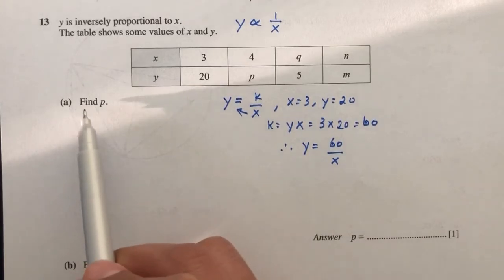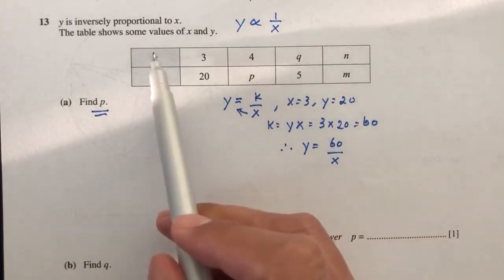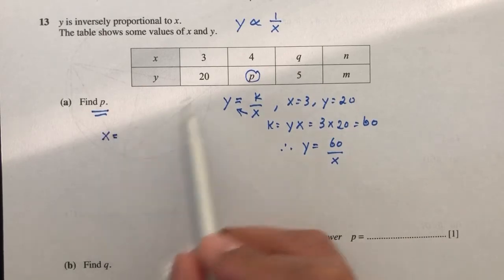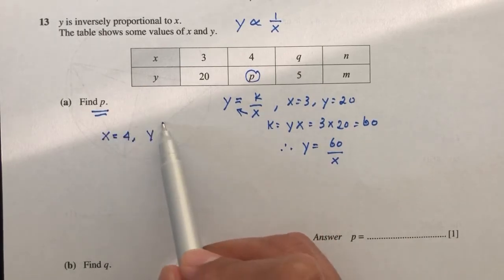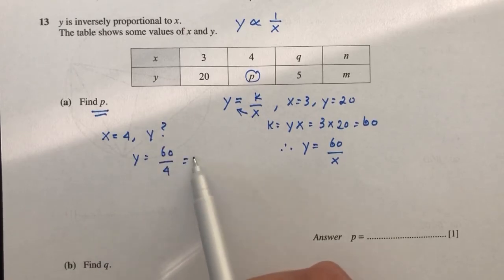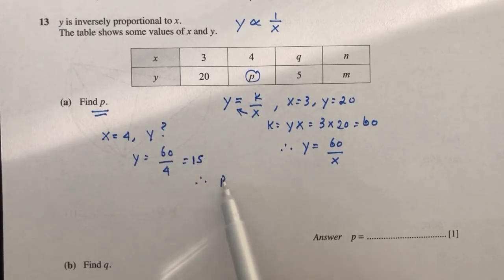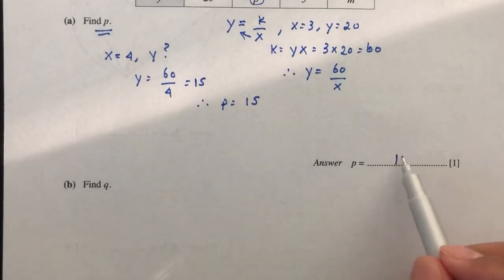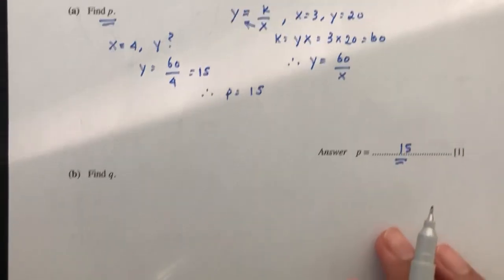Part A, find the value of p. Where is p? P is here. So we know that when x equal to 4, we need to find the value of y. So y equal to 60 divided by 4, which is 15. Thus, the value of p will be 15. So 15 will be the answer for part A.